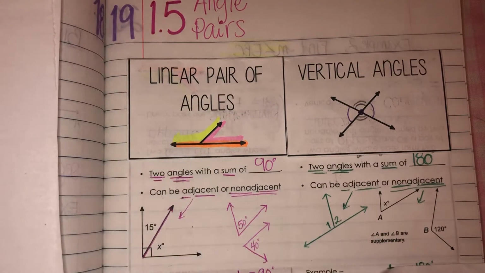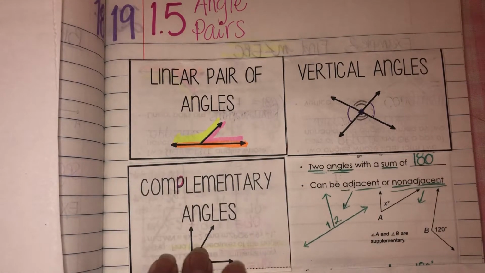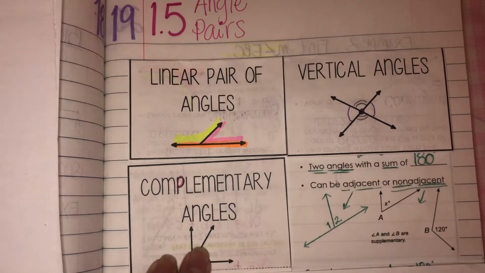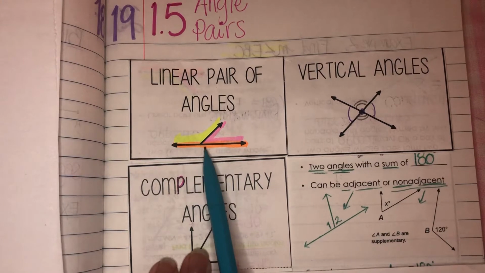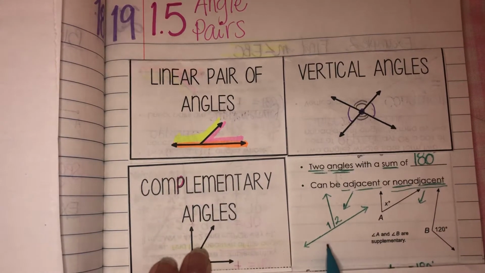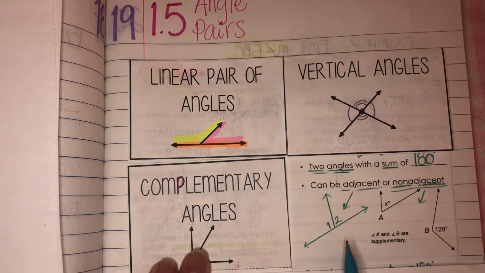Two angles can be supplementary angles when they have a sum of 180 degrees. They can also be adjacent, which looks like this. Notice this picture here and this picture here match each other. That's not a coincidence. A supplementary angle and a linear pair, you're going to see in just a moment that the definition up here is very similar to supplementary. Or they can be non-adjacent.